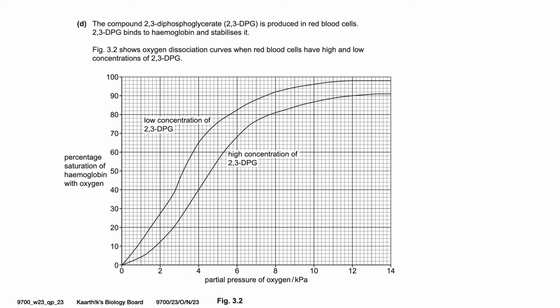Moving on to D part of this question, the compound 2,3-diphosphoglycerate, 2,3-DPG, is produced in red blood cells. 2,3-DPG binds to hemoglobin and stabilizes it. Figure 3.2 shows oxygen dissociation curves when red blood cells have high and low concentration of 2,3-DPG. Here the curve on the right hand side shows the high concentration of 2,3-DPG, and the curve on the left shows the low concentration of 2,3-DPG. The x-axis shows the partial pressure of oxygen in kPa, and the y-axis shows the percentage saturation of hemoglobin with oxygen.